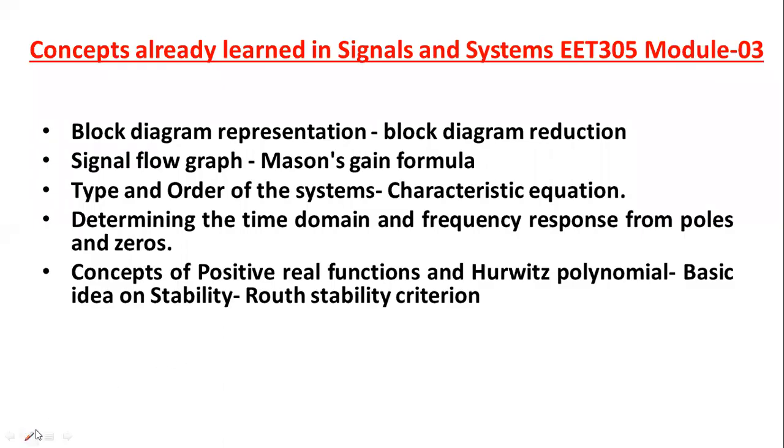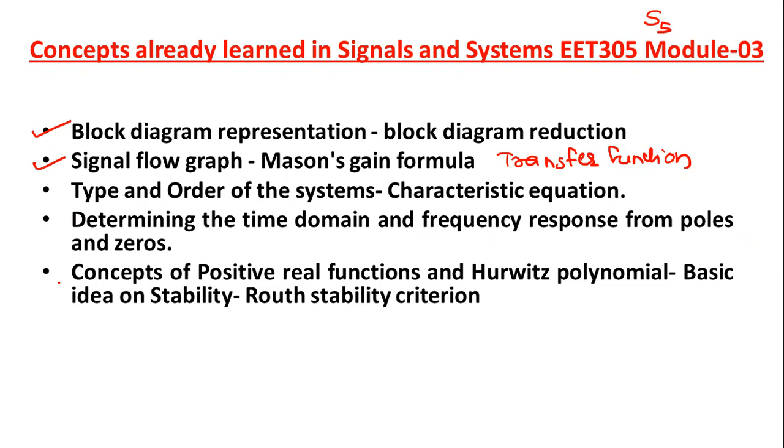So here we can see that I have listed some topics which you have already learned in Signals and Systems in 5th semester. Block diagram representation: how to form a block diagram, then how to reduce it, all these things you have studied. Then how to form the signal flow graph and Mason's gain formula, how we can form the transfer function, that also you have seen. Transfer function, how we are writing. Then type and order of the system, and then the characteristic equation for first order and second order you have studied. Then determining the time domain and frequency domain. Time domain is changing with respect to time, and frequency domain is s equal to j omega. I think you are remembering.